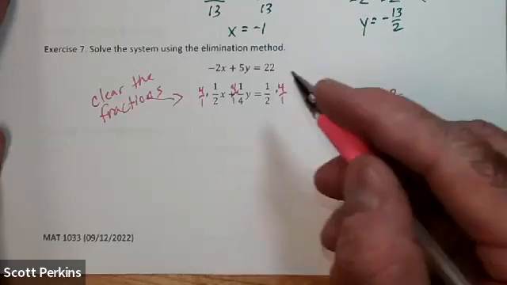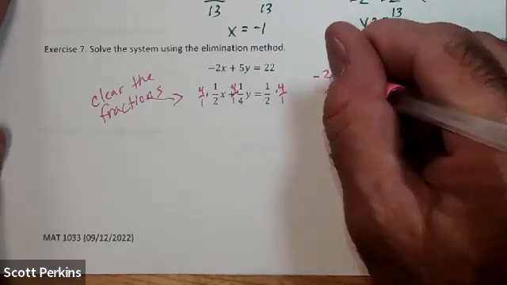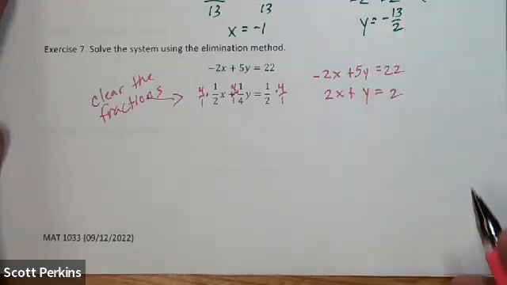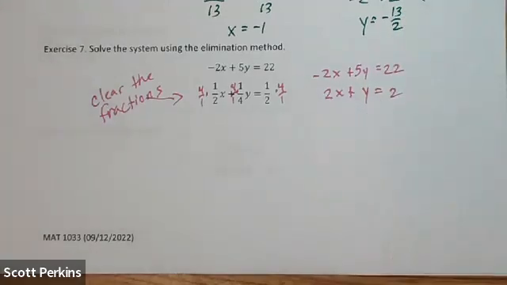I'm going to rewrite the top equation right above it. So negative 2x plus 5y is equal to 22. Then that second equation no longer has fractions. It's another problem that is set up straight away to eliminate really quickly. So go ahead and do that. I'm going to give you about a minute to finish that.